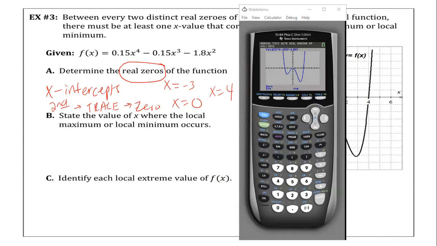So that's how you find the 0s. I was going to leave it up to you, and I still can leave it up to you, to find your maximum and your minimum using there.